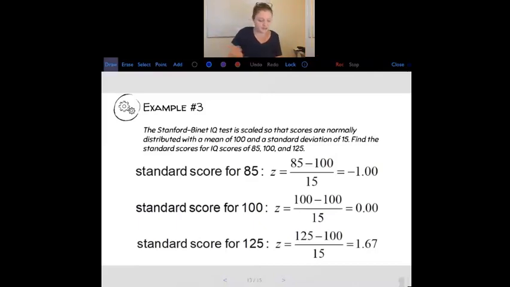Okay, so for 85, you would take 85 minus 100 and divide by 15 to get negative 1. For 100, 100 minus 100, which is 0. 0 over 15 is 0. And then the standard score for 125 is 125 minus 100 divided by 15, and you get 1.67.